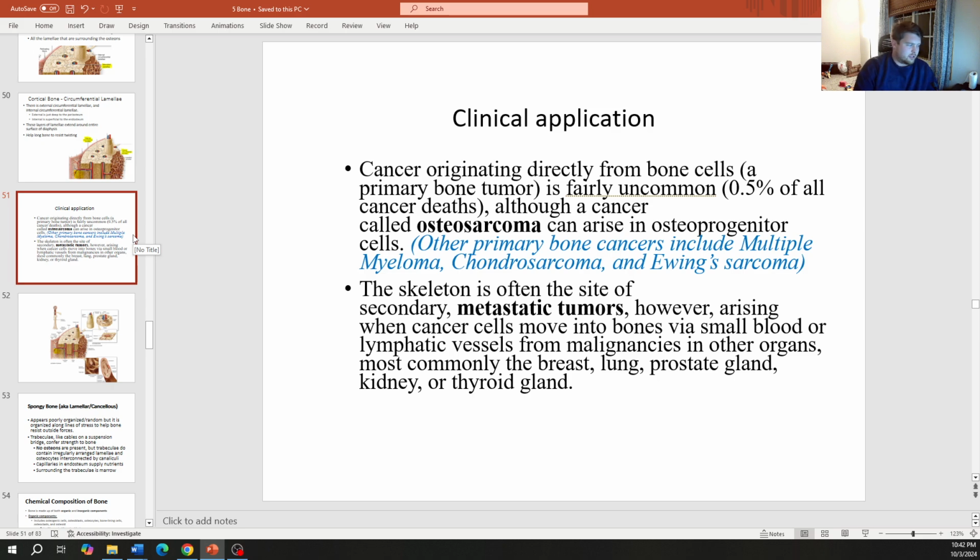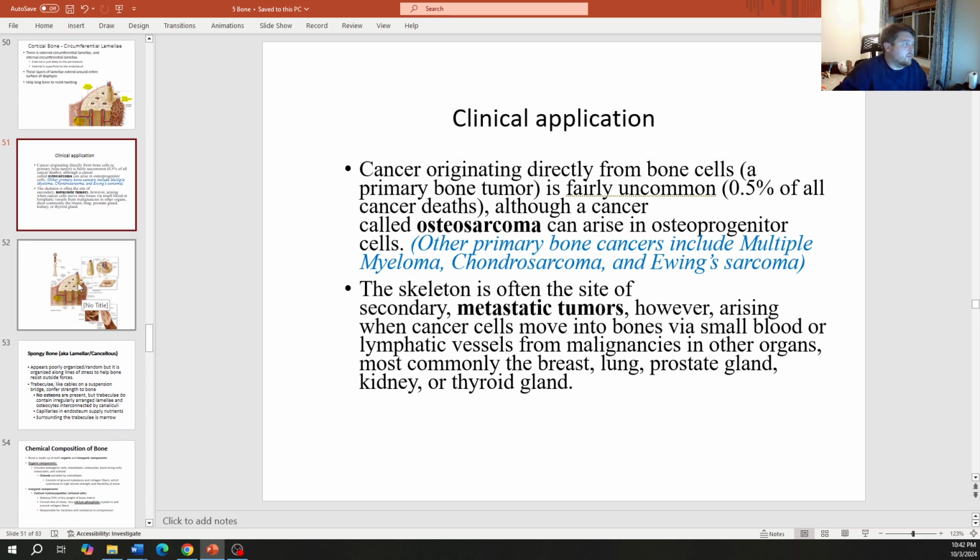More commonly, you have metastatic tumors. So the bone is the secondary site. You have breast tissue, lung tissue, prostate cancer, kidney cancer, thyroid cancer, liver cancer, any of those kinds of cancers, that actually spreads from that other organ into the bone.